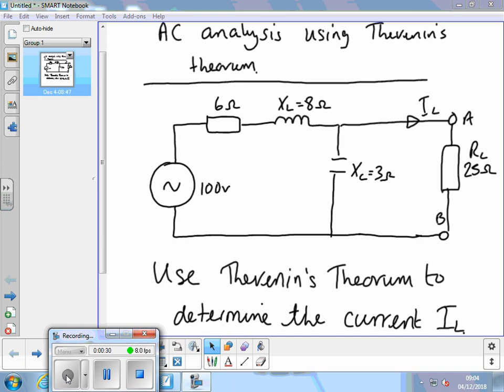We're going to use Thevenin's theorem to determine the current IL in that circuit. We've got some resistance, an inductor, and a capacitor that the load is connected across, and I've already put in the two terminals A and B, like we would do if we were doing the Thevenin's process.